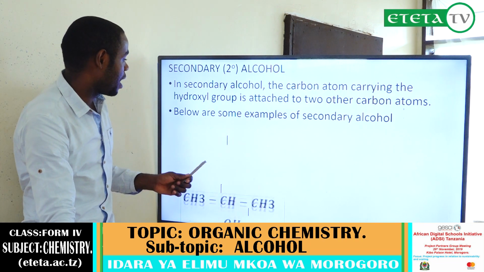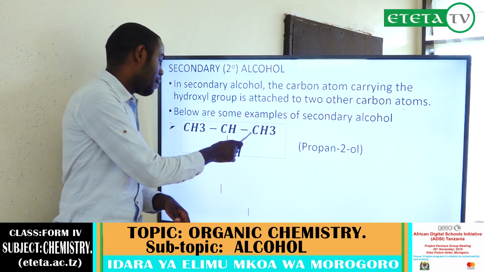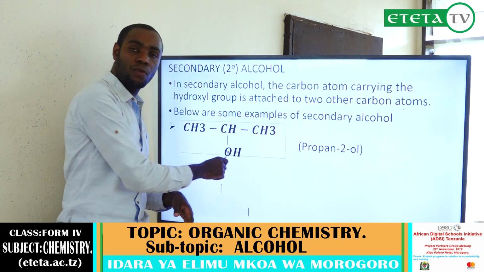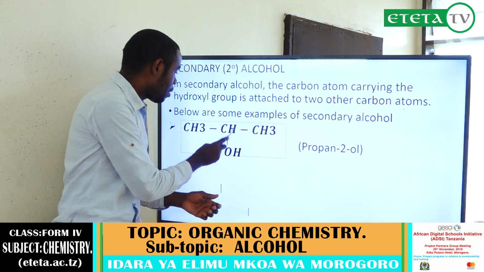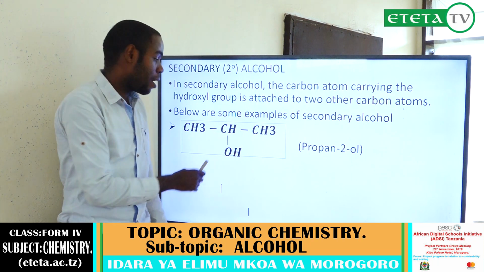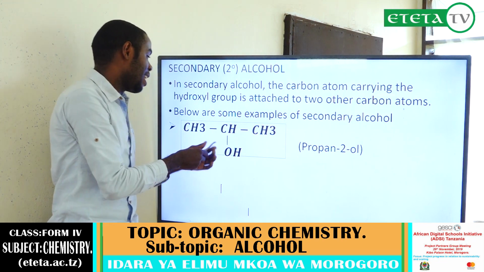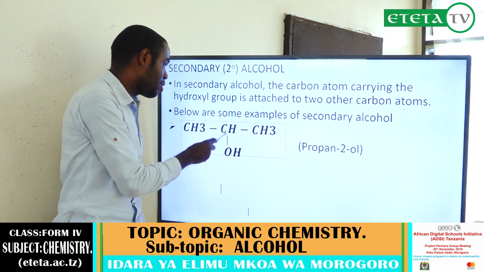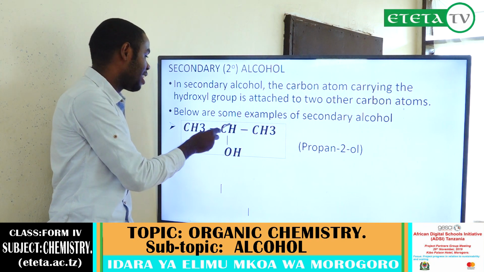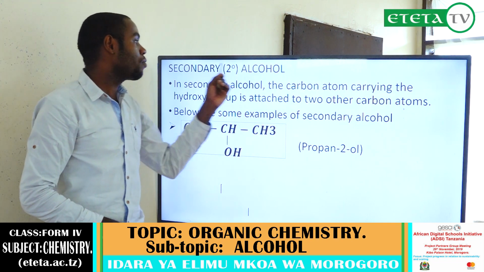Let us look at some examples. The first example here is propan-2-ol. 1, 2, 3. The carbon here carries the OH group, but this carbon is attached to 2 other carbon atoms. The first carbon attached to this carbon which carries the OH group is this one, and the other one is this one. So you have 1, 2 attached to this carbon which carries the OH group. So this is an example of secondary alcohol.